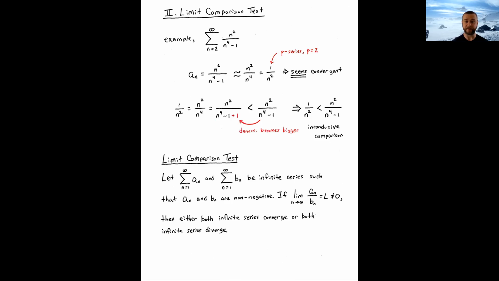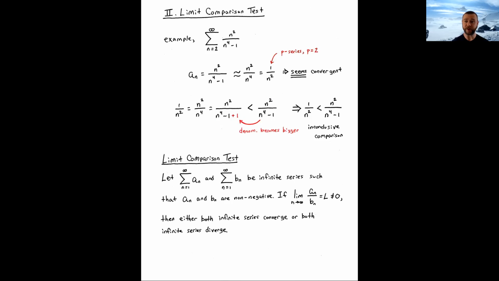So what the theorem states here, or the test, is if this limit of a sub n divided by b sub n, as n goes to infinity, equals some limit value, L, that isn't 0, and this suggests, again, intuitively or informally, that a sub n and b sub n kind of grow at the same rate. If that equals some limit L, then either both infinite series converge or both infinite series diverge.